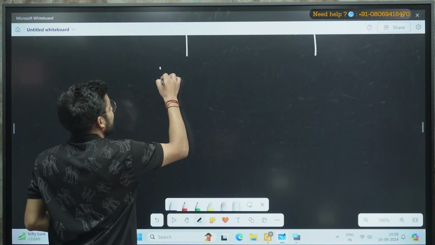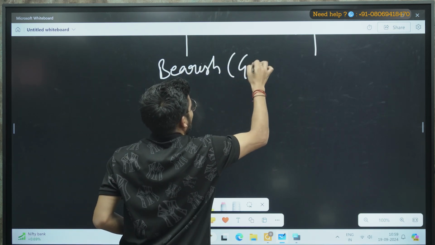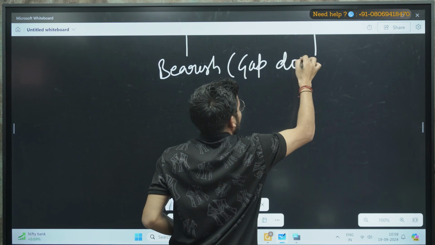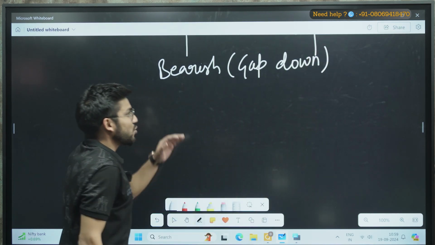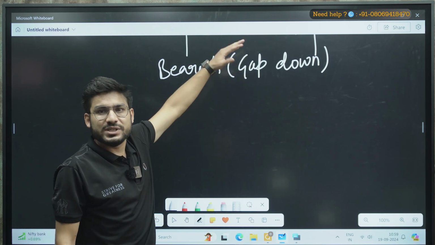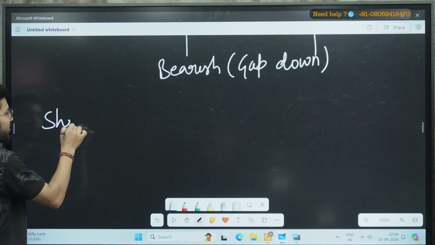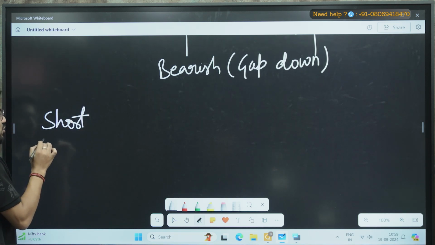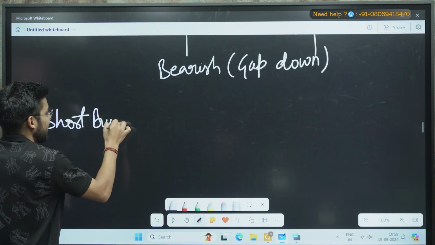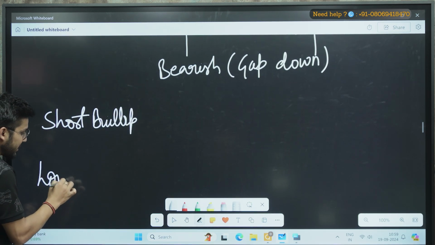Then I'm going with the bearish side now, and that is the gap down open market, right? So in the gap down market, we will just use the opposite data of that gap up, right? So what that was, first of all, I'll go with the short. The market should be in the short position. The build up should be short build up. Along with the short build up, I'll also see the long unwinding.